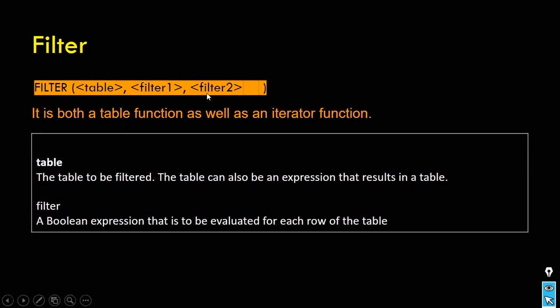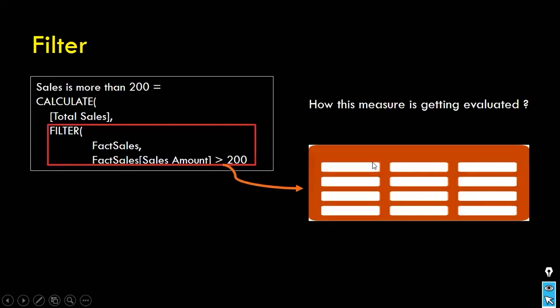And then the next one is the Boolean expression, which needs to be evaluated for each row of the table. Hence, it has to iterate each and every row. Look here, this is the example. I want the sum of sales. As I told you, a measure can be used in another measure. The sales more than 200 is a new measure we are going to create. In this one, I am going to reuse a previously created measure, which is nothing but sum of sales.